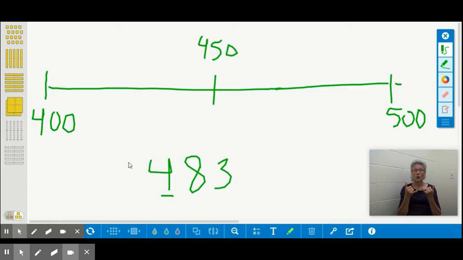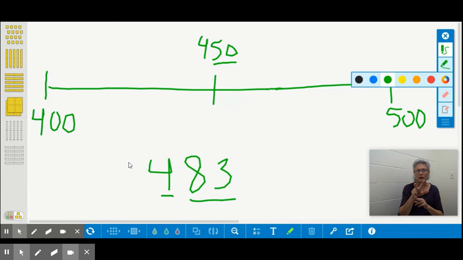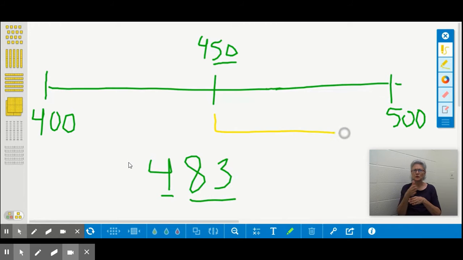Now, when I look at what I have left, I have 83. I know that 83 is greater than 50. So when I'm counting, I need to make sure that my answer 483 ends up somewhere probably over here, since it is greater than 450. So let's count and see where we end up. I'm going to count by tens to see where 483 would go.